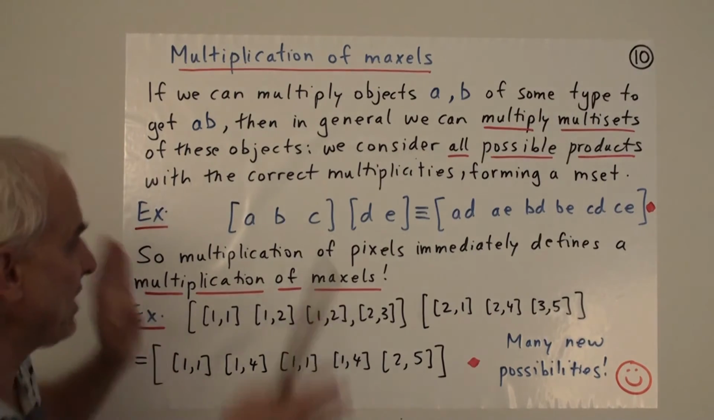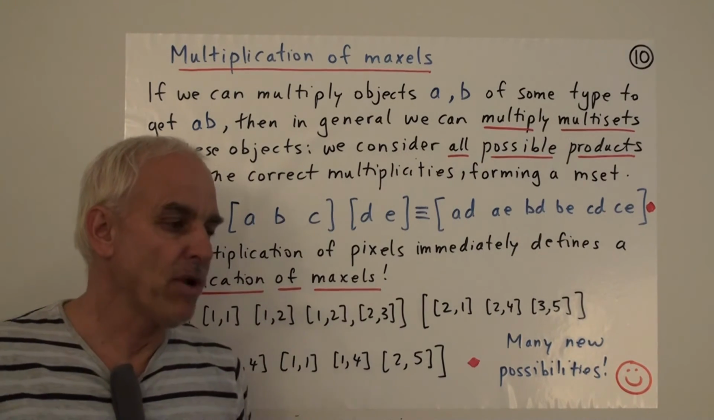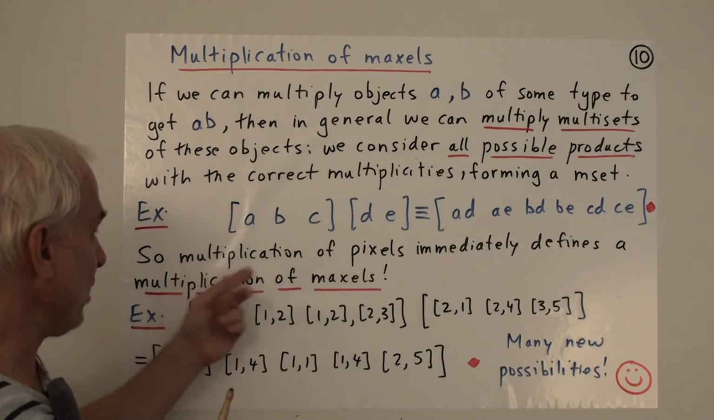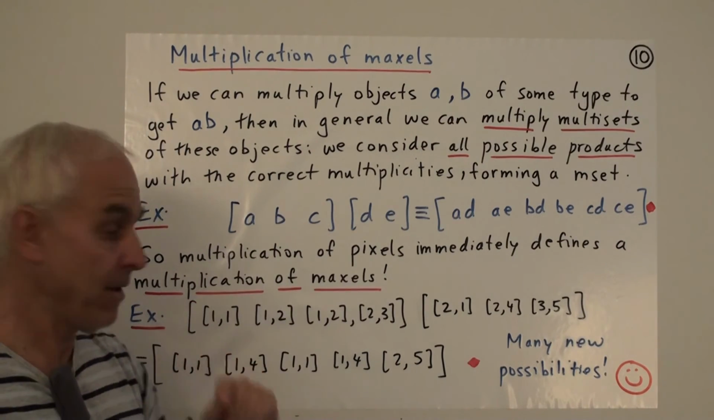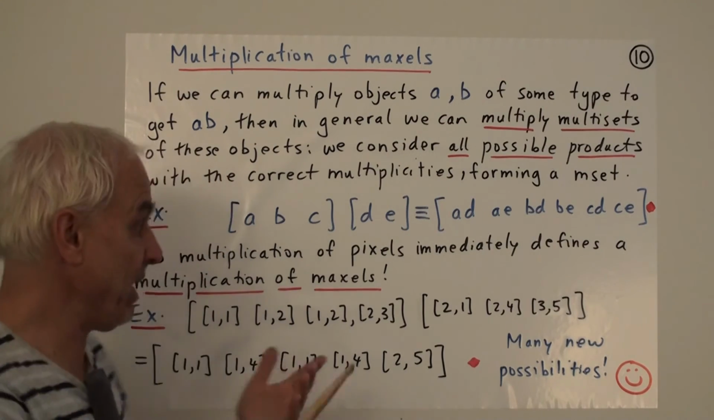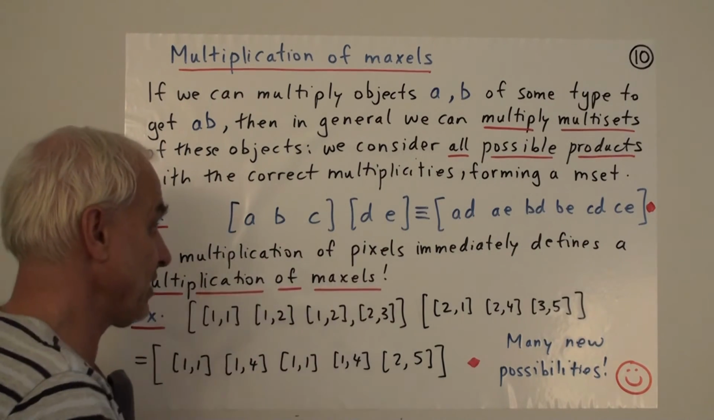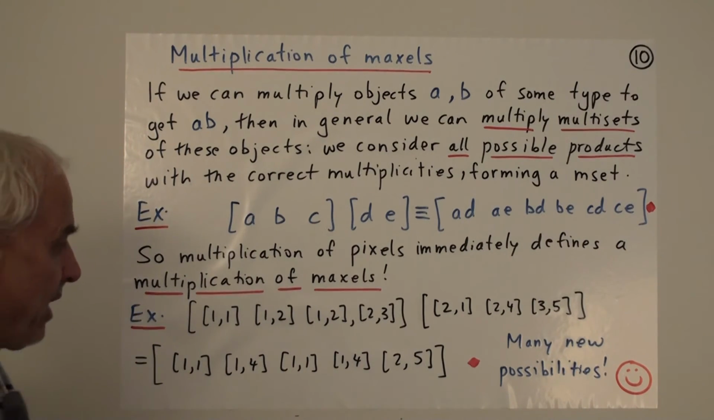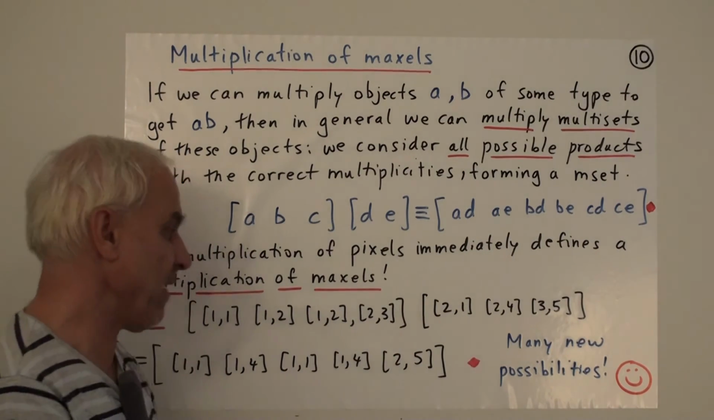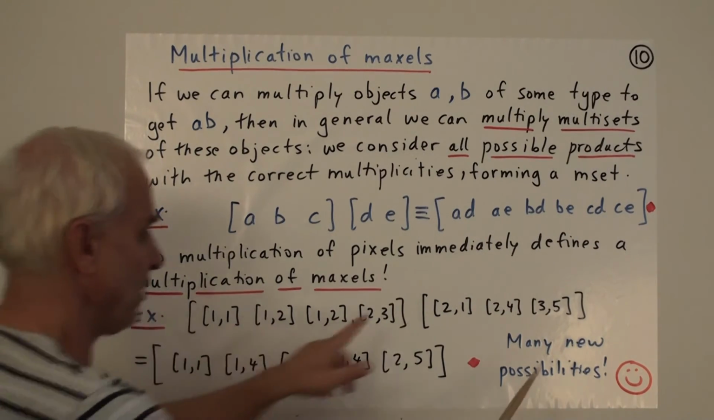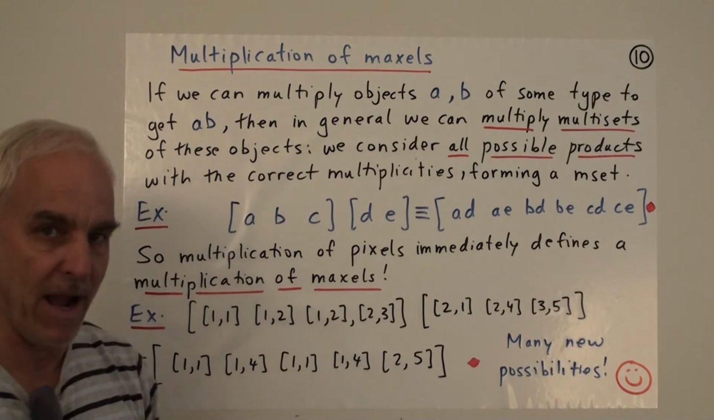So having said that, we don't really have to do anything separate for the maxel situation. We have a multiplication of pixels. Maxels are just multisets of pixels. So immediately the multiplication of pixels defines a multiplication of maxels. And let's give one final example of this kind of multiplication. So here's a maxel and here's another maxel. I'm going to multiply these two maxels.